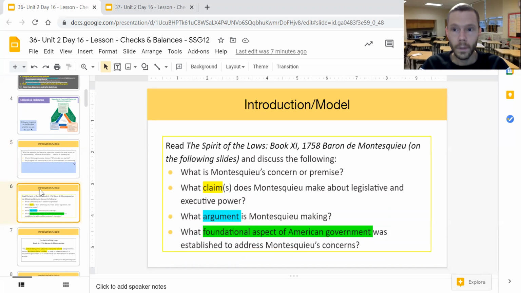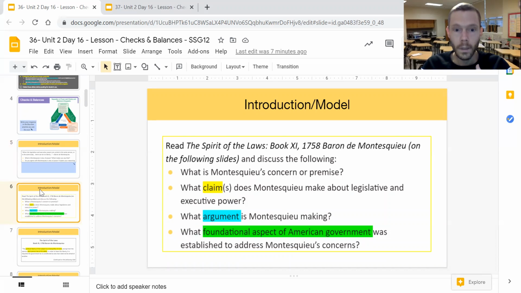In terms of the modeling process, we'll look at a short excerpt from The Spirit of the Laws, really looking at Book 11 in 1758. And we'll want to consider the claim that Montesquieu is making, the argument that Montesquieu is making, and what foundational aspect of American government is being used.